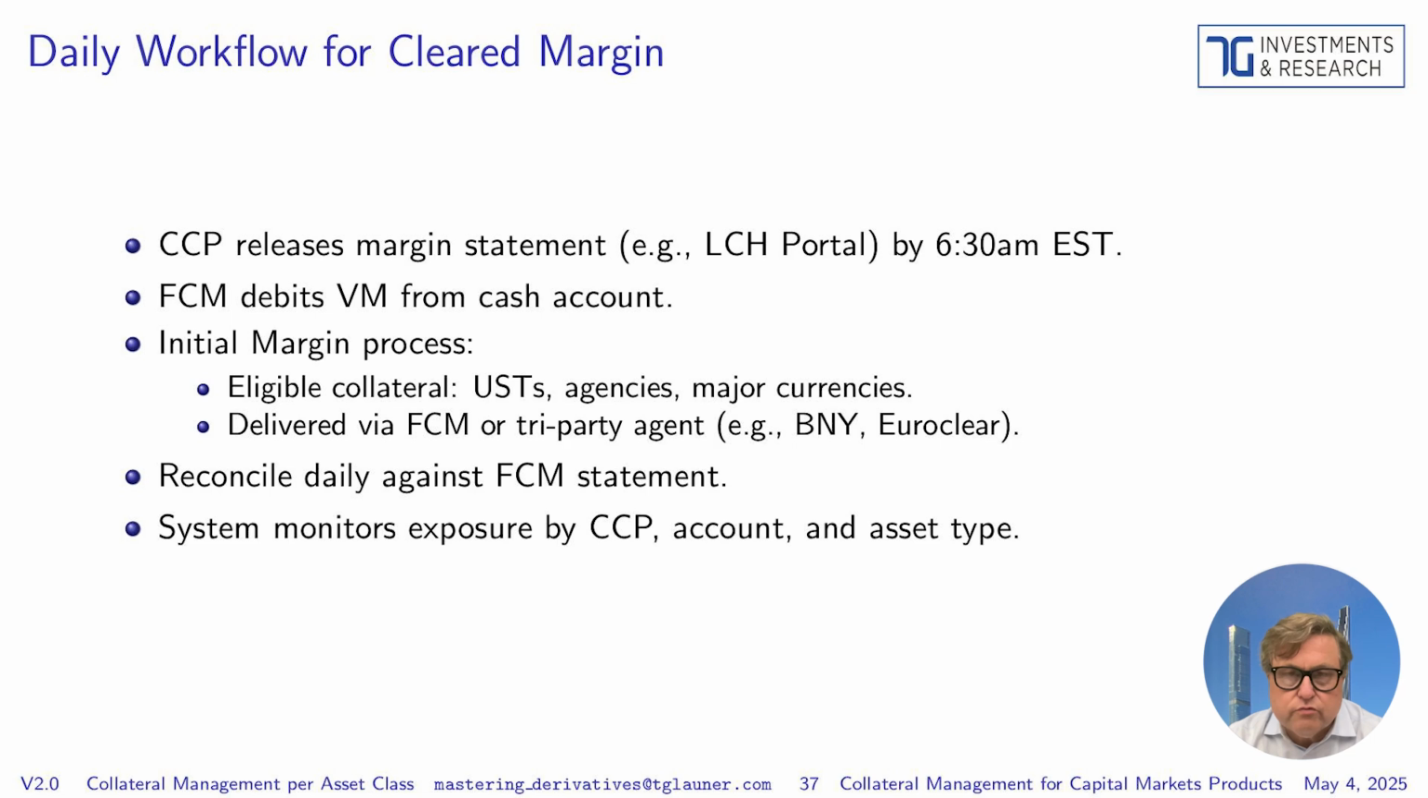The daily workflow for cleared margin begins with the CCP releasing the margin statement. This is typically done through a platform like the LCH portal by 6:30 a.m. Eastern Standard Time. Following this, the FCM debits the variation margin from a cash account. Next is the initial margin process. Eligible collateral for this includes US Treasuries, agency securities, and major currencies. These can be delivered either via an FCM or through a tri-party agent such as Bank of New York Mellon or Euroclear.